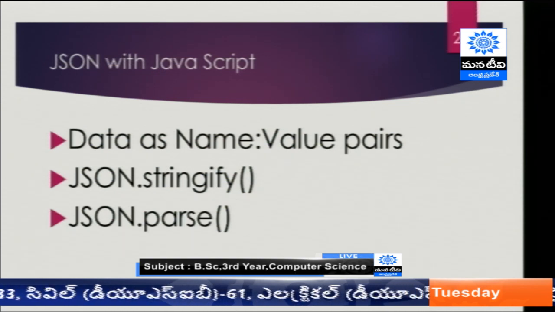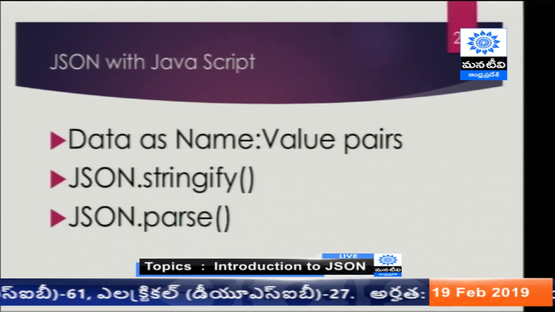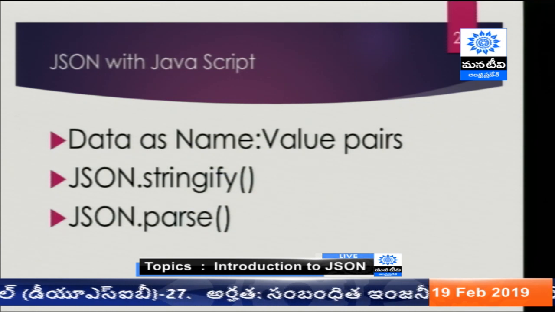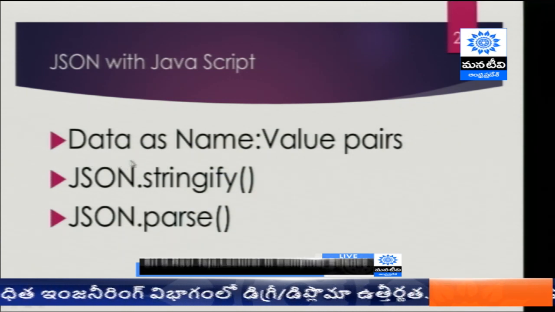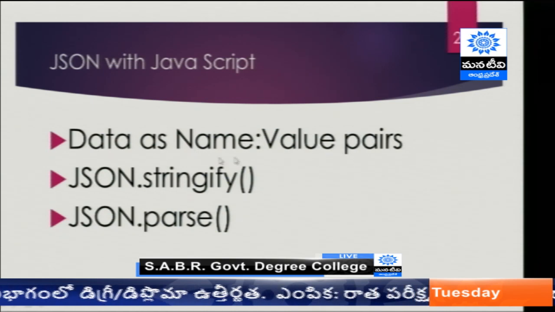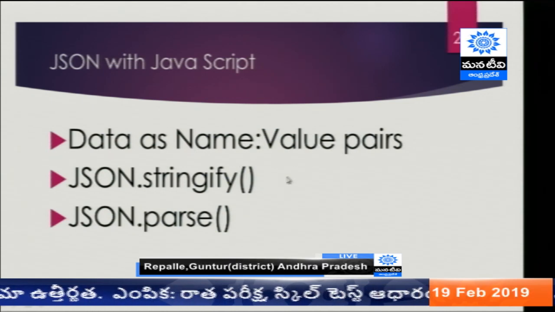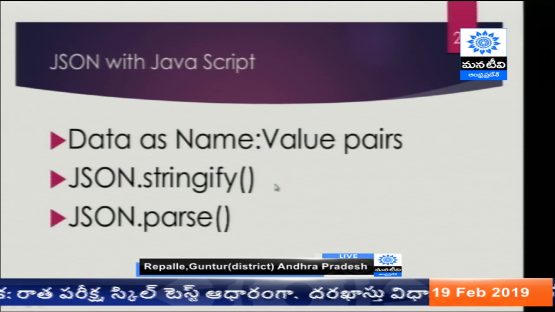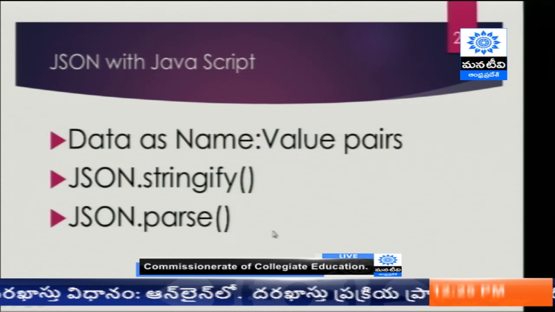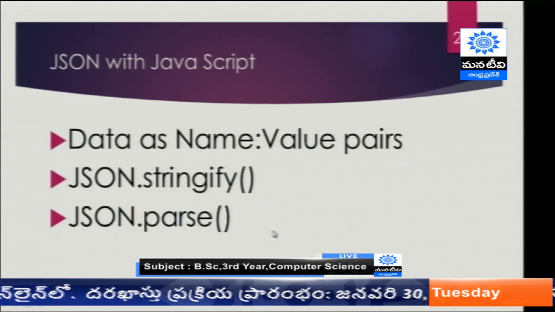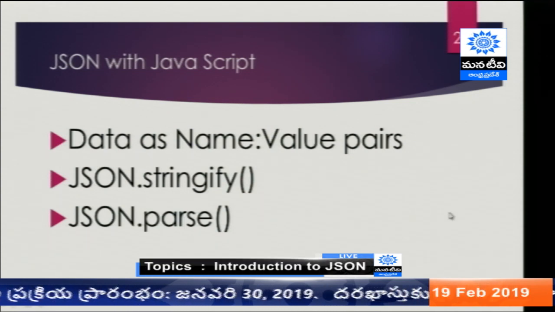Let us verify some examples of how we can use JSON with JavaScript. This is very important: we represent the data as name value pairs or key value pairs, and we need to use the Stringify method and the parse method if we want to access JSON in our programs using JavaScript. Let us see an example.